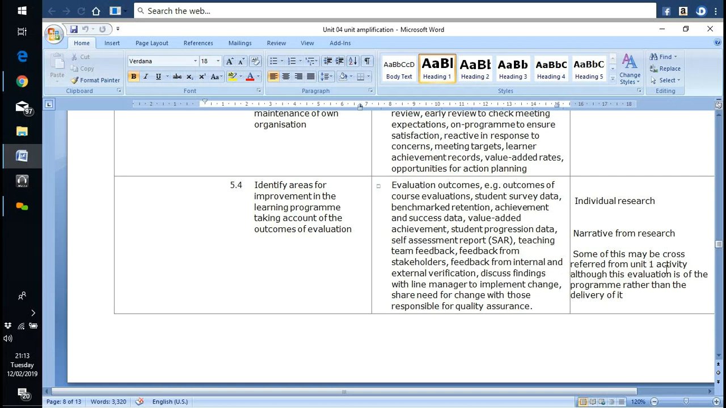Some of this may cross-reference from Unit 1, although this evaluation is of the programme rather than the delivery of it. It's looking at the programme on its own. What is it trying to achieve? How does it achieve it? Does it achieve it? Or is there a shortfall? And if there are shortfalls, then identify those areas for improvement. Okay.